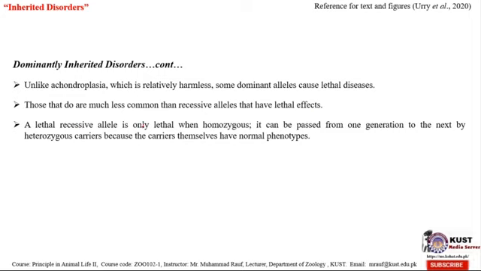A lethal recessive allele is only lethal when homozygous. It can be passed from one generation to the next by heterozygous carriers because the carriers themselves have a normal phenotype. So it occurs only in the case of recessive genetic disorders. In the case of dominant genetic disorders, the heterozygotes are also affected.